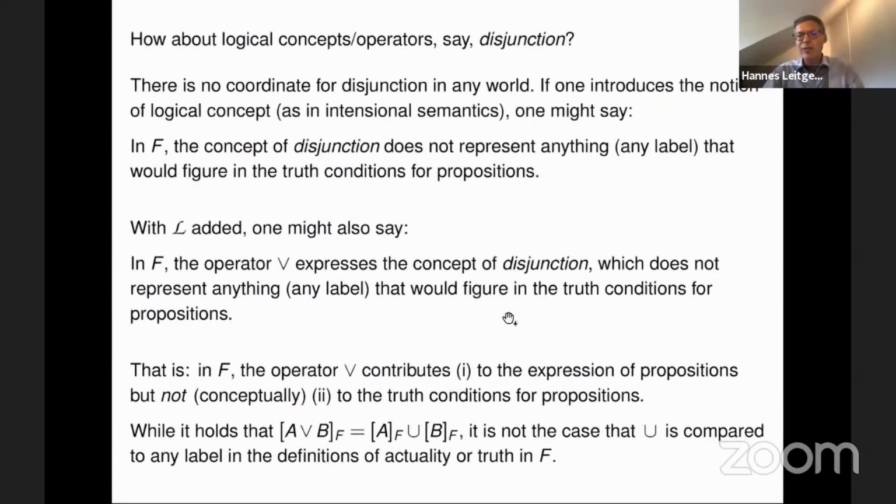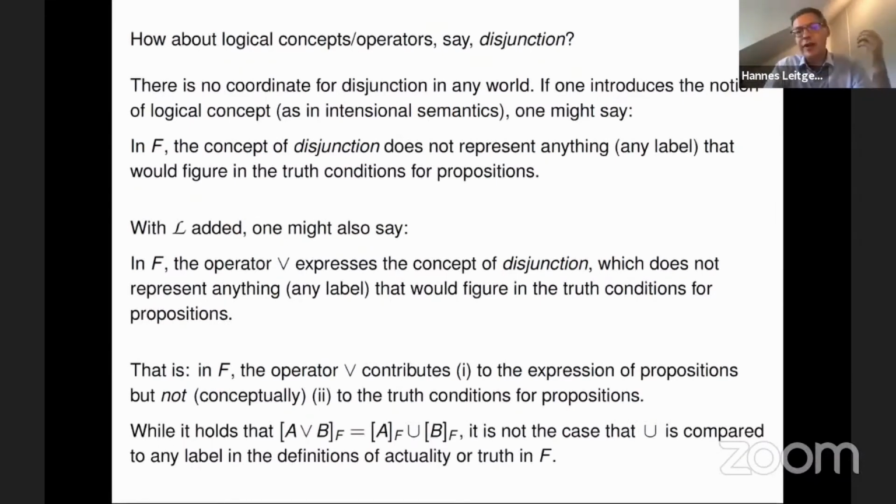Now contrast that with the logical operator. Say again the disjunction symbol. We had a first order language, so we had all the standard logical symbols in there, including the disjunction symbol. Now, there was no coordinate in our possible worlds for disjunction. It's neither D nor M1 nor M2. In the truth condition for propositions, or in the definition of actuality, there was nothing that related to the disjunction symbol in any way.